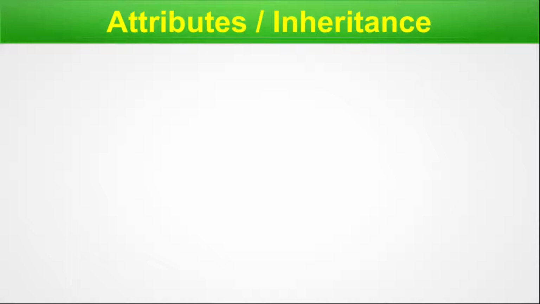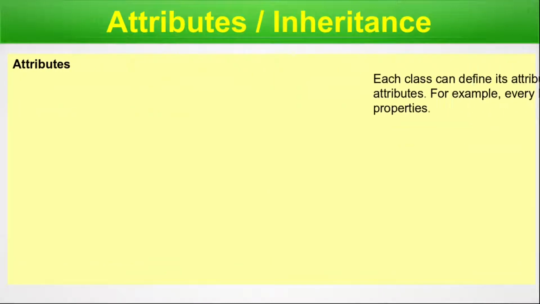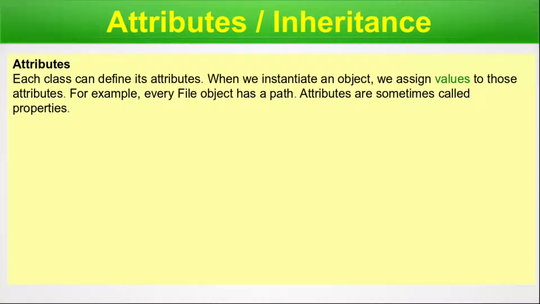Attributes and inheritance. Attributes: each class can define its attributes. When an object is instantiated, we assign values to those attributes. For example, when a file has an object path, attributes are sometimes called properties. So this is nothing but the data. Basically, in a class we define the skeleton, and in an object we fill the skeleton with flesh and blood. So all the flesh and blood, they are attributes, okay.